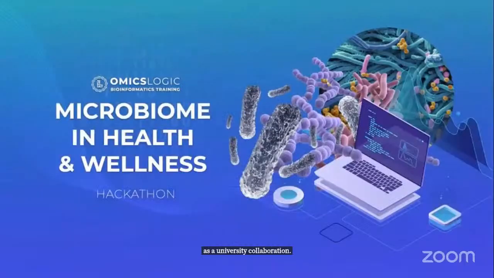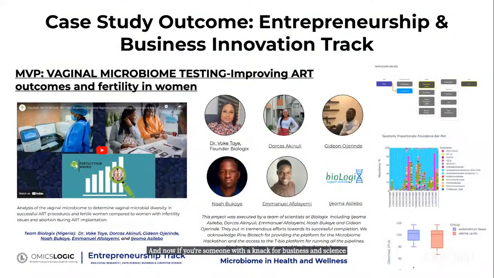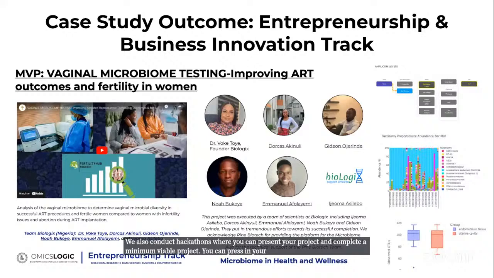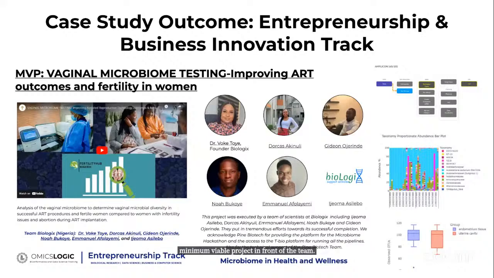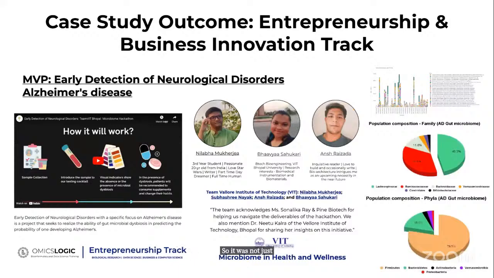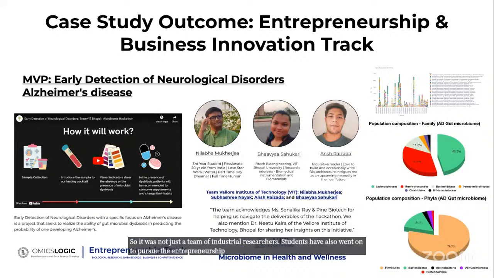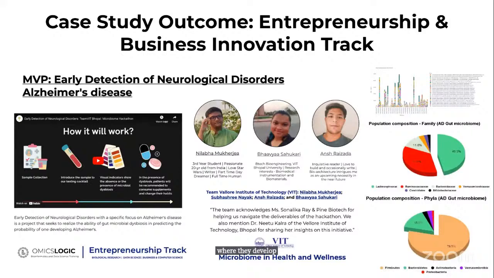And now if you're someone with a knack for business and science, we also conduct hackathons where you can present your project and complete a minimum viable project. You can present your minimum viable project in front of the team. And this is a team of industrial researchers who completed the Metagenomics training and went on to develop a research project on improving fertility of women in Nigeria. So it was not just a team of industrial researchers. Students have also pursued the entrepreneurship and business innovation track, where they developed an early detection kit for Alzheimer's disease.